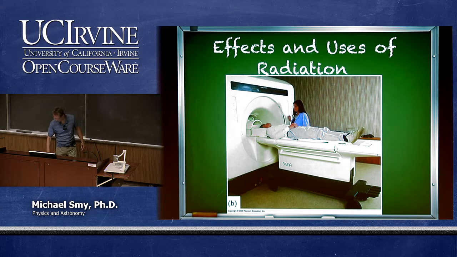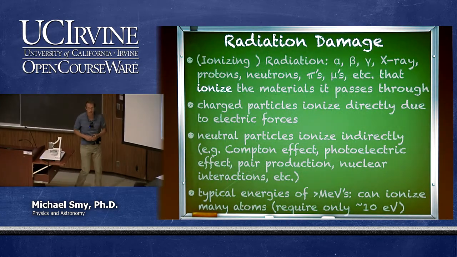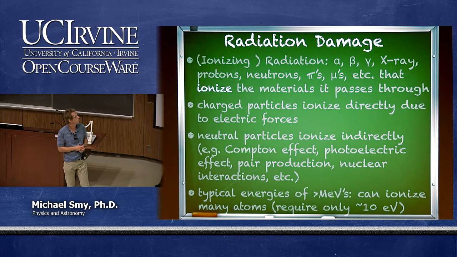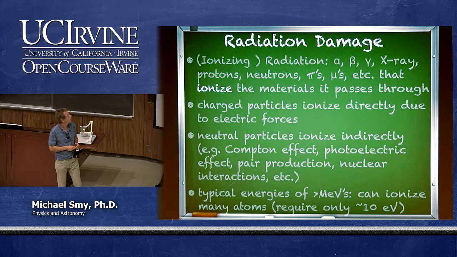Radiation, as it turns out, has extensive medical applications. Let's first talk about radiation damage. The radiation that we are talking about, alpha, beta, and gamma, X-rays, in addition there's also protons, neutrons, pions, and muons, all of those are ionizing forms of radiation, meaning that they have enough energy to knock out electrons from atoms and leave ions in their wake.